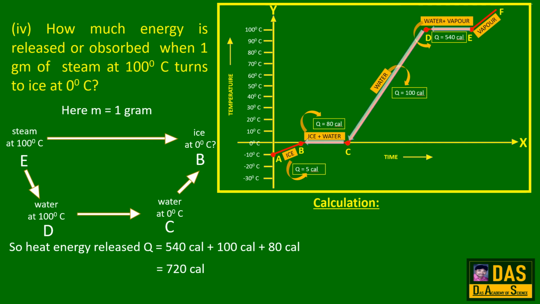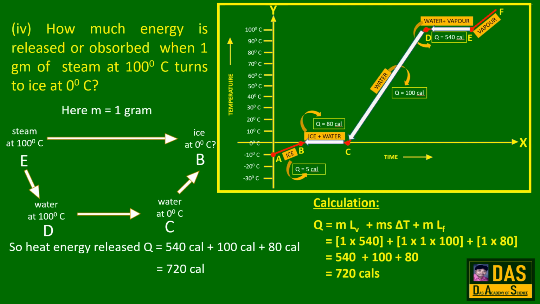By calculation also we can do it by using suitable formulas. Between E and D we use Q equals mLV. Between D and C we use the Q equals msΔT formula, and between C to B we use the formula Q equals mLF.